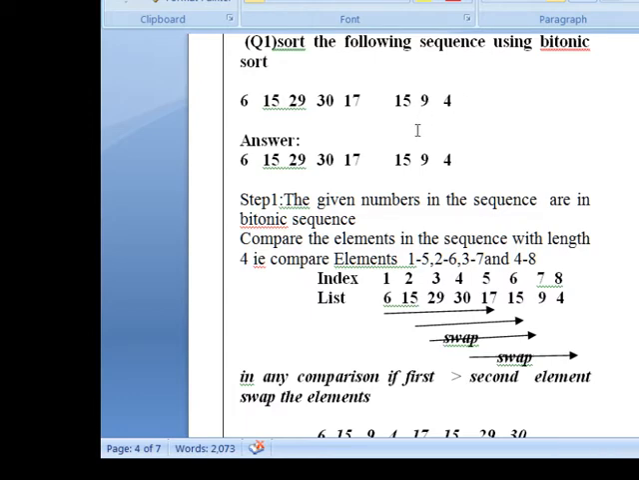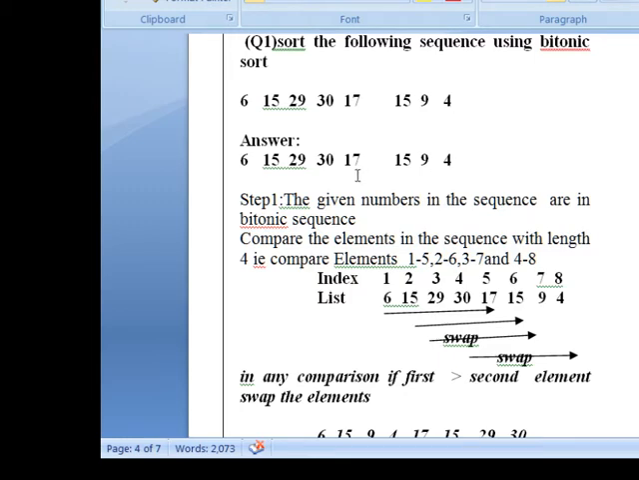If you want to apply the Bitonic sort technique, first you have to verify whether the given list is a Bitonic sequence or not. So the solution: first you have to see whether the given numbers are in a Bitonic sequence, then you can apply the Bitonic sort technique. See, 6 increasing, 29 increasing, 30 increasing, then decreasing, decreasing, decreasing, decreasing.